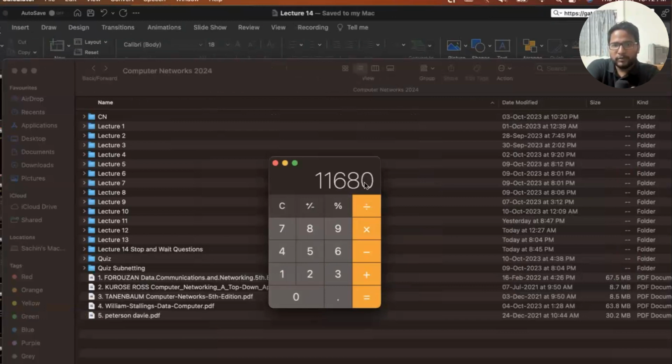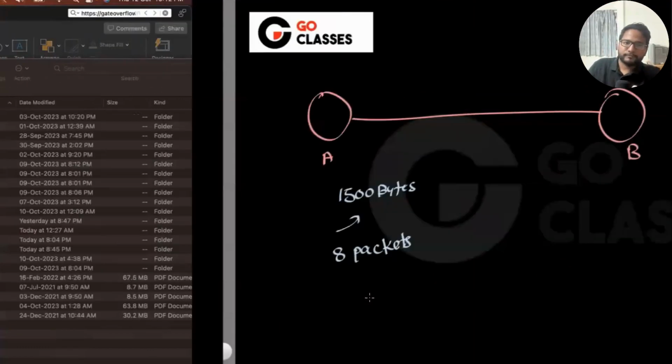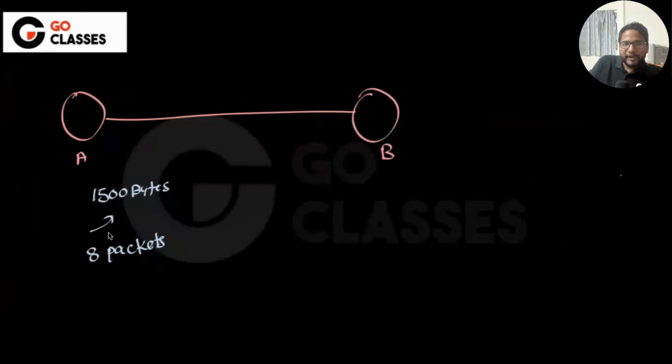Then it is 11680. Okay, 12200, right? 520 is remaining. Okay, so 8 packets of this size and 1 packet of how much size? 560, right? Because of 40 bytes of header. Is this okay to everyone? 560 bytes. This is 1 packet. So this much data we want to send.